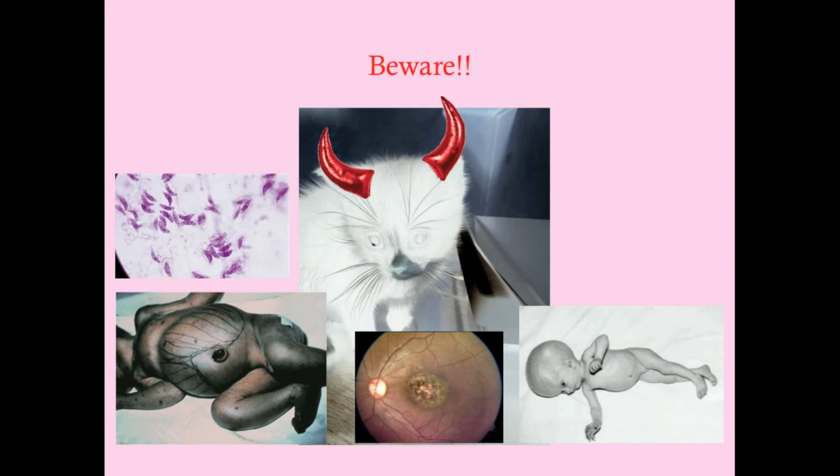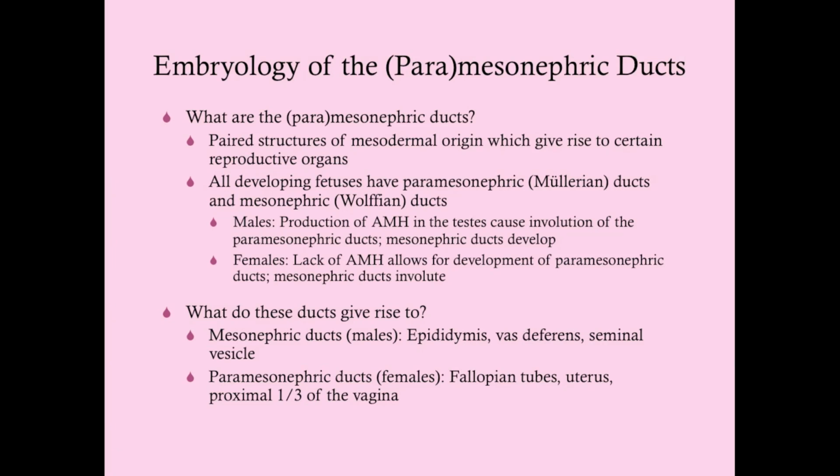Lots of work. Okay, so the embryology of the paramesonephric ducts. First of all, what are they? They are paired structures of mesodermal origin which give rise to some of the reproductive organs. Obviously you have your testes and ovaries. Those do not come from the paramesonephric or mesonephric ducts. And then there are various other structures like the distal vagina and the penis. Those also do not come from these ducts.